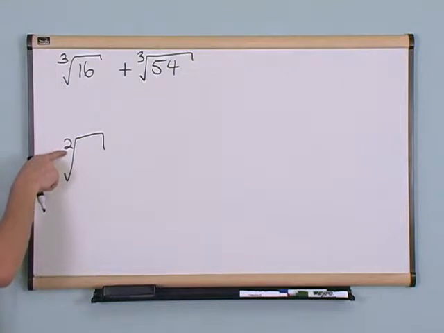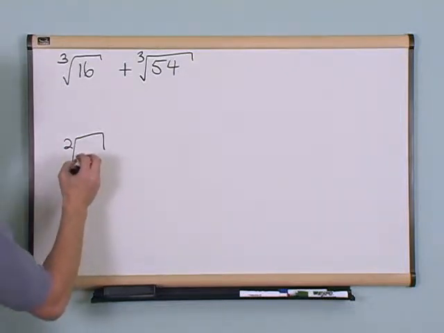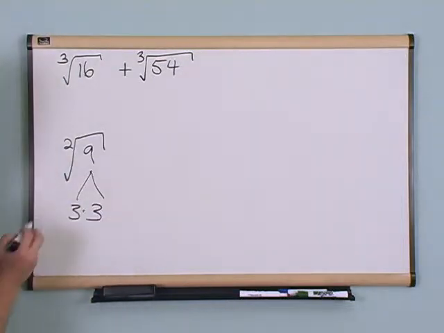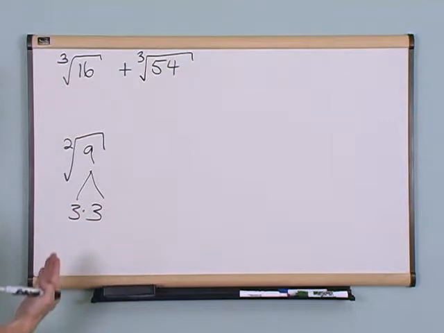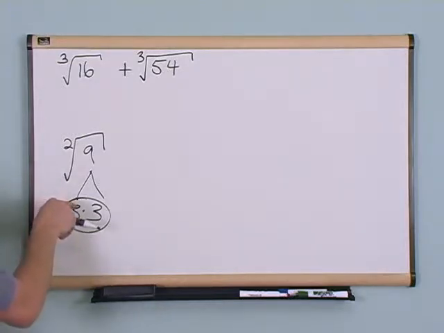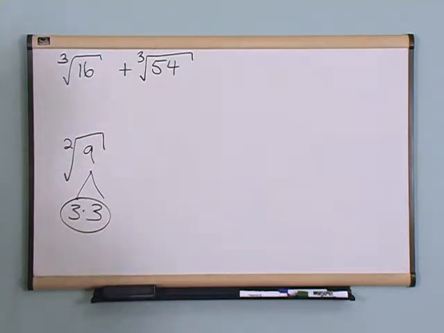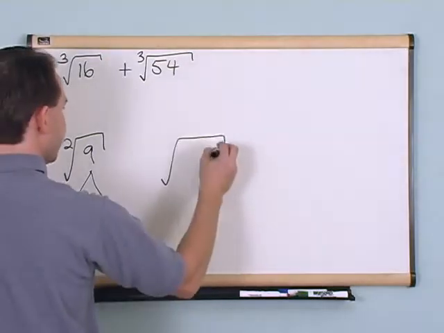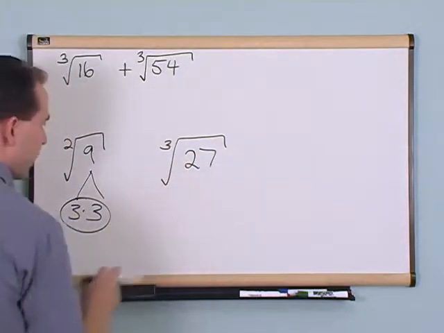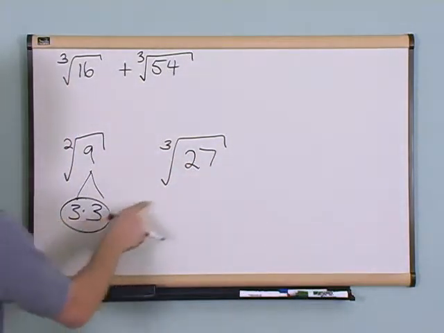It means that, when you have this implied 2, if you have like 9 in here, and you go 3 times 3, this 2, the square root, the word square, means that when you do this trick with the tree, you look for pairs of 2. So in this case, I have a pair of 3s, so I can pull one of those 3s out of the radical sign. And that's fine and dandy, okay? When you have a cubed root, that means that whenever you do your tree, you don't look for pairs of 2, you look for pairs of 3.